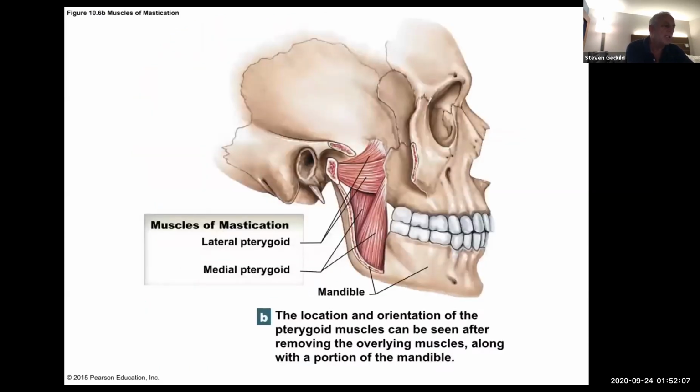And again, if you look at the way the muscle is situated, you can see that if the muscle pulls to the side, it's going to cause the mandible to move to the side. You've got medial and lateral pterygoids. These help move it medially, and these move it laterally. You can see the masseter and the temporalis on the previous slide.